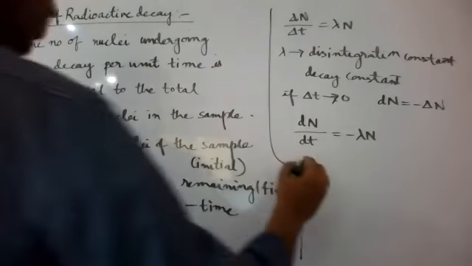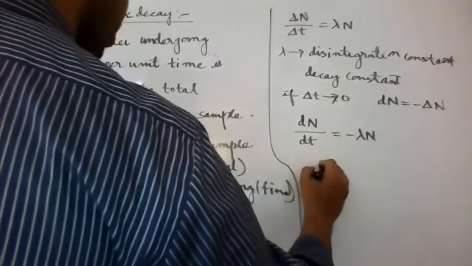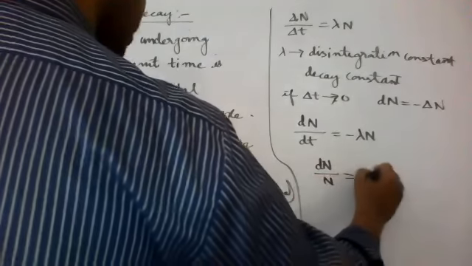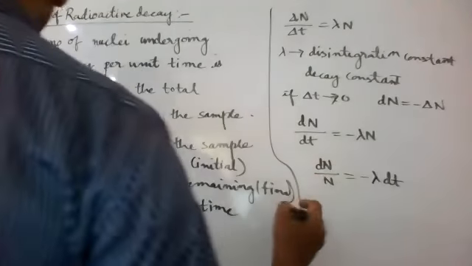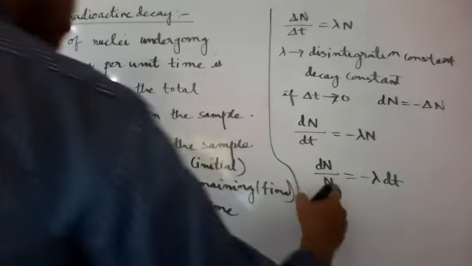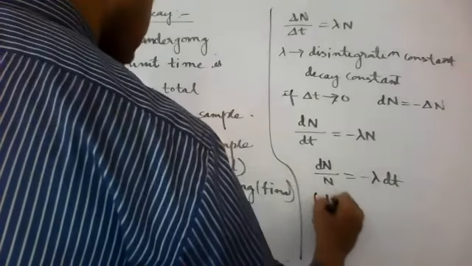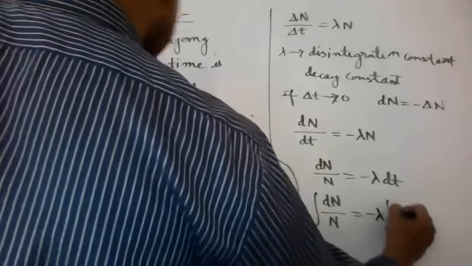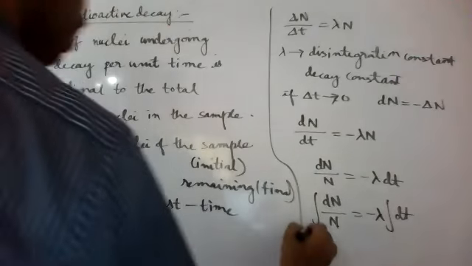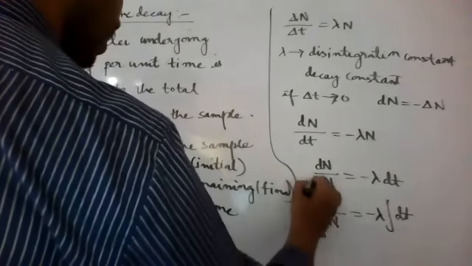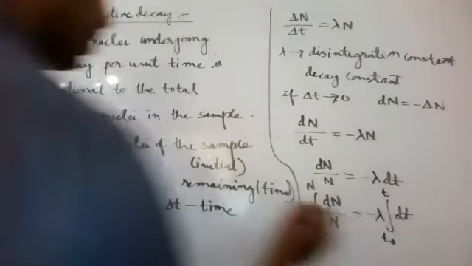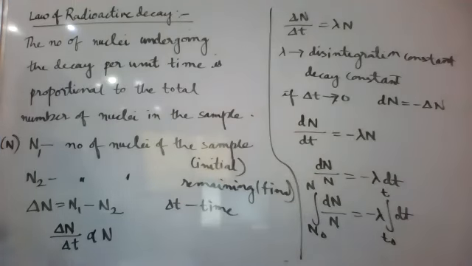Cross multiply and apply the variable separable method from calculus: dN by N is equal to minus lambda dt. Then apply integration from initial to final. Initial is N0 and final is N; for time, initial is t0 and final is t. Substitute these values.